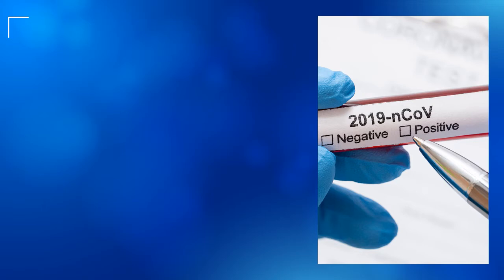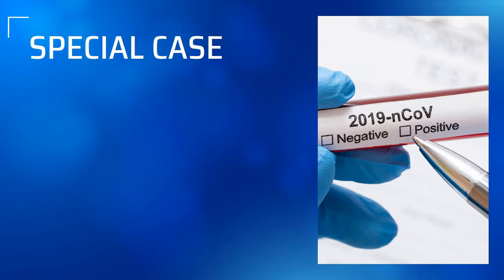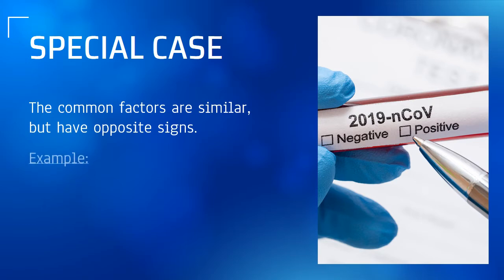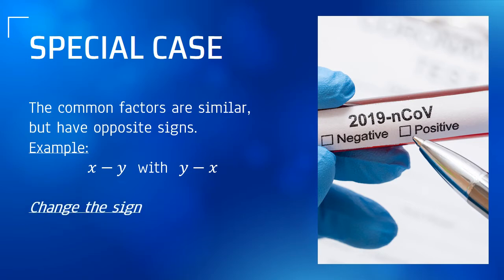Now, a special case here about the sign, positive and negative. Sometimes the common factors are similar, but they have opposite signs. For example, let's see this one: x minus y with y minus x. Both of them have the same variables, x and y, but the sign is opposite. So, how to change the sign? Only change the second group. In this case, I will change y minus x. y minus x equals minus, in brackets, x minus y.